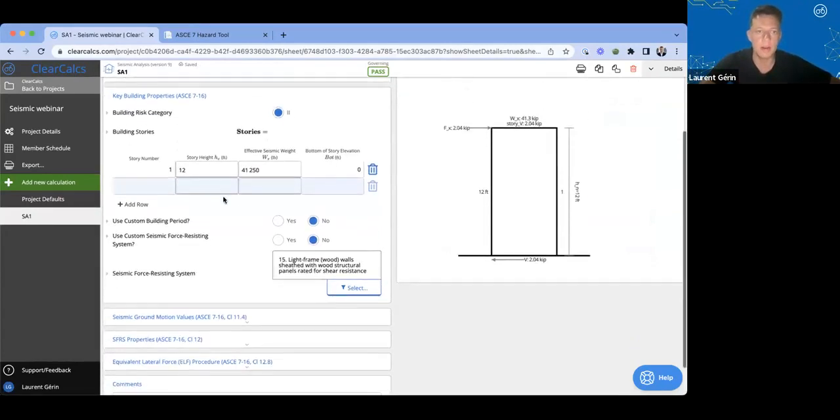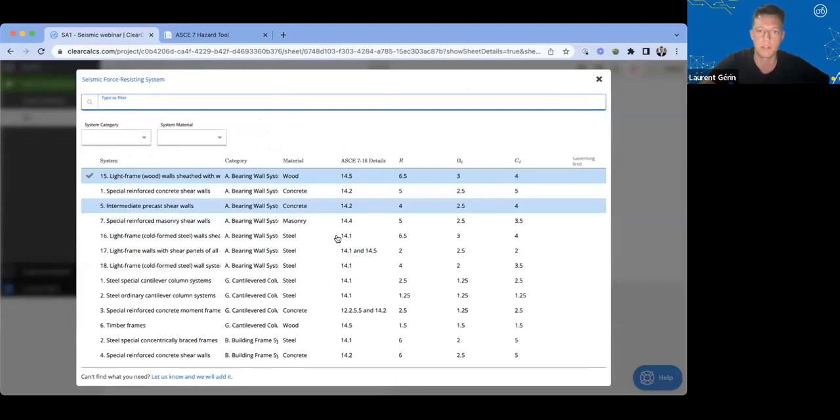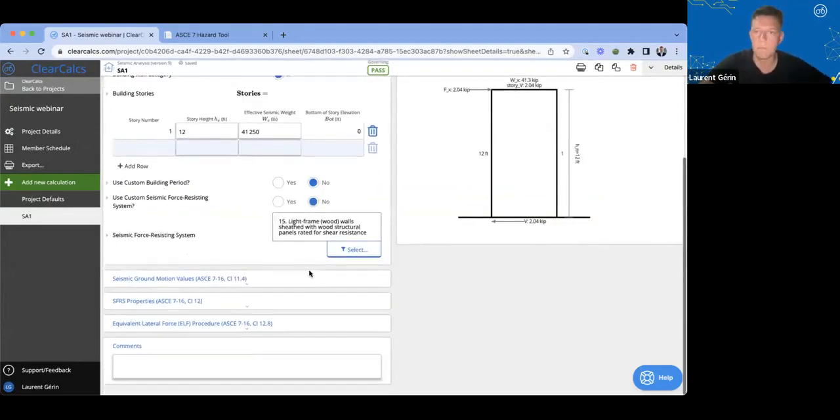And with that, the last thing to do here, I can skip these two things, custom building period, custom seismic force resisting system. I mentioned it's a light frame wall, so actually we're good here. I could open this and you'll see we have a bunch of the different seismic force resisting systems. And you can see the R, omega, Cd values here as well. But right now we're just dealing with light wood, light frame walls, sheeted wood structural panels, so basically wood shear walls. So we're good, we're done.